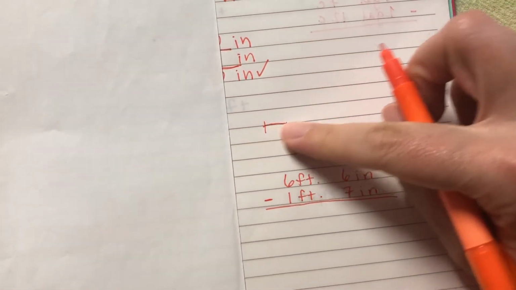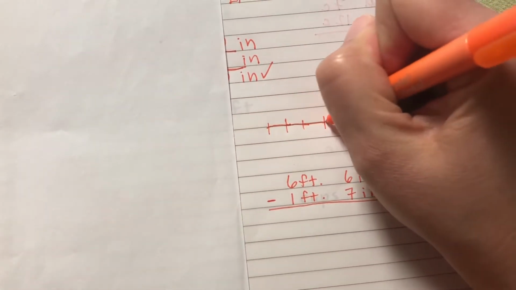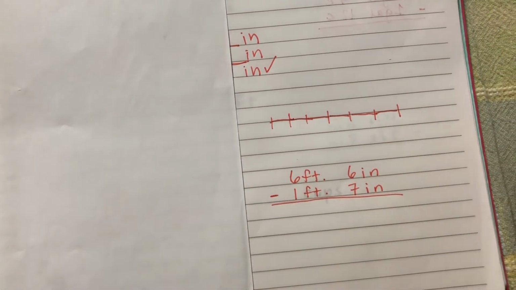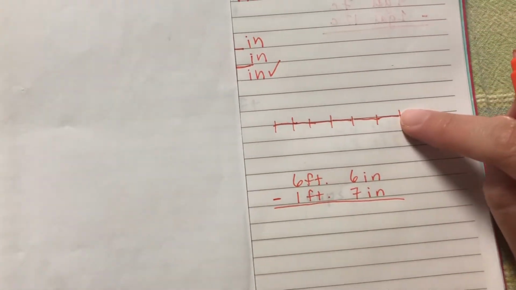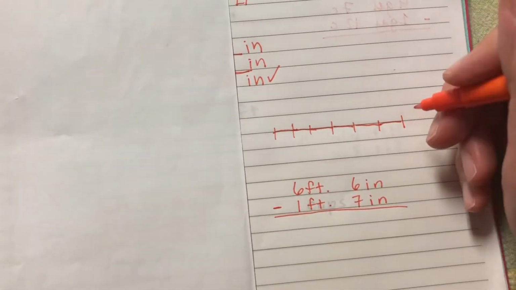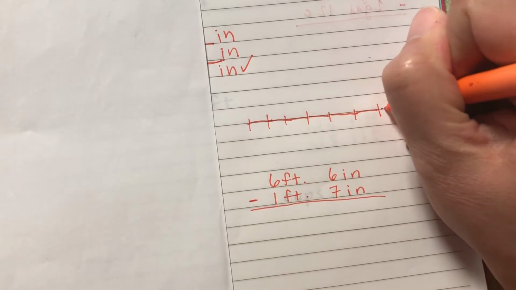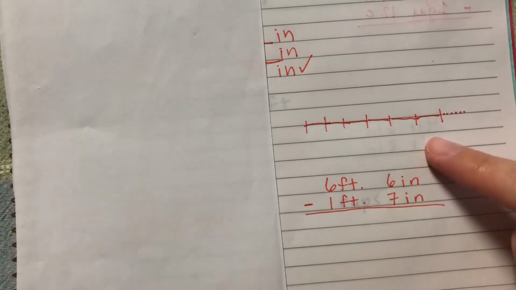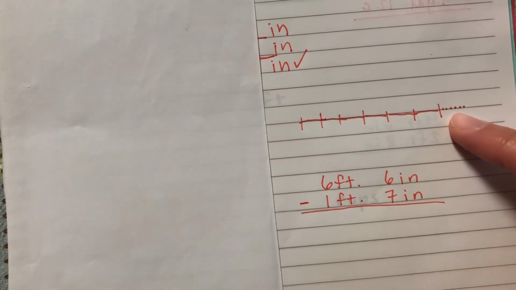So I'm going to think of my 6 feet up here. So that's 1, 2, 3 feet, 4 feet, 5 feet, and 6 feet. So it's not just 6 feet. It has 6 inches. So for the inches, I'm going to do some dots. So that's 1 inch, 2 inches, 3 inches, 4 inches, 5 inches, and 6 inches. So those dots are going to represent those additional inches that don't make a whole foot.